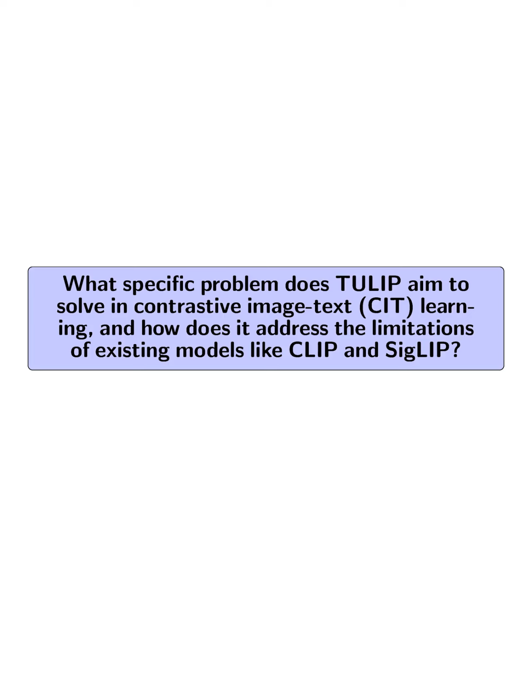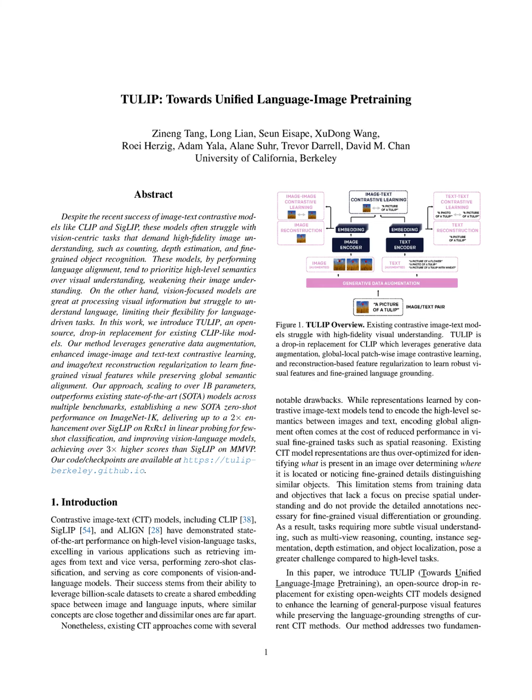What specific problem does TULIP aim to solve in contrastive image text, CIT, learning, and how does it address the limitations of existing models like CLIP and SigLIP? TULIP aims to solve the problem of inadequate representation of detailed spatial information and nuanced visual details in existing contrastive image text, CIT models like CLIP and SigLIP. These models often excel in high-level semantic tasks, but struggle with fine-grained visual understanding and spatial reasoning due to a lack of focus on precise spatial understanding and detailed annotations.